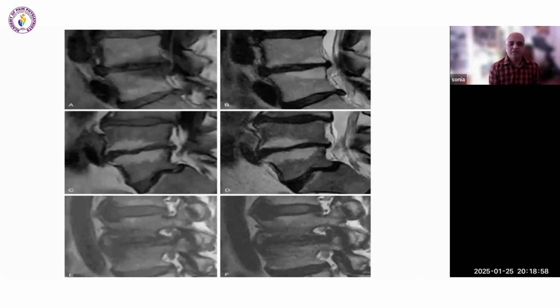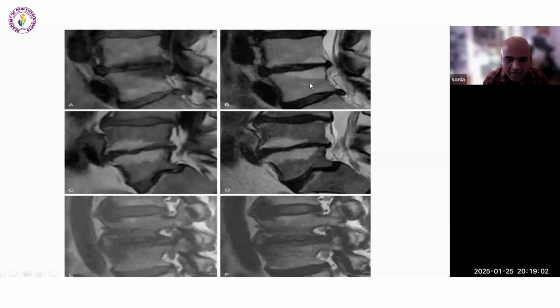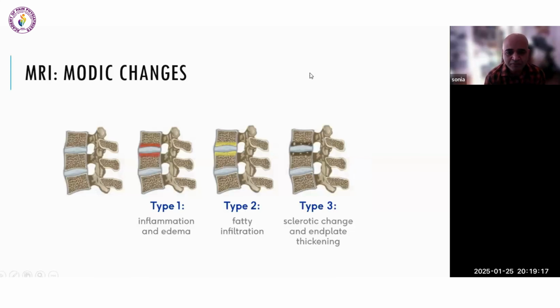So this is an important diagram. As you can see, the top line correlates with type 1 changes, which is black vertebral end plates on the A image, sorry, and white end plate changes on the B image. So this is Modic type 1 changes. You can go to the previous slide now.